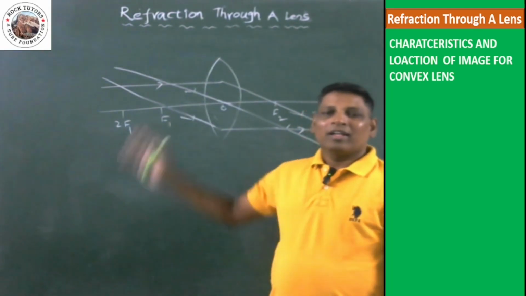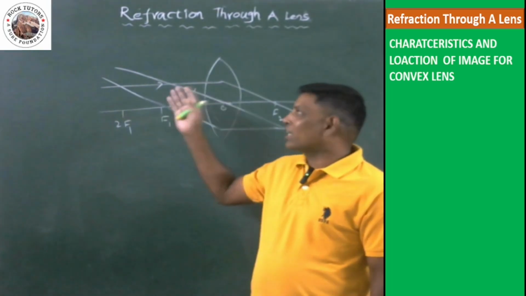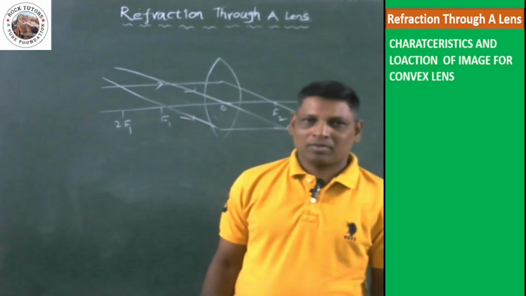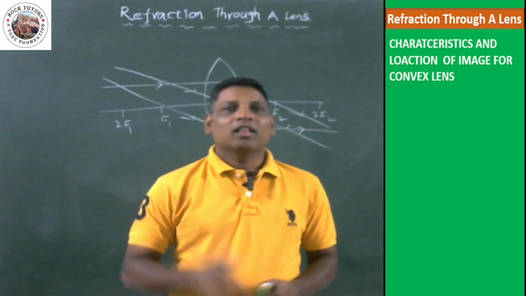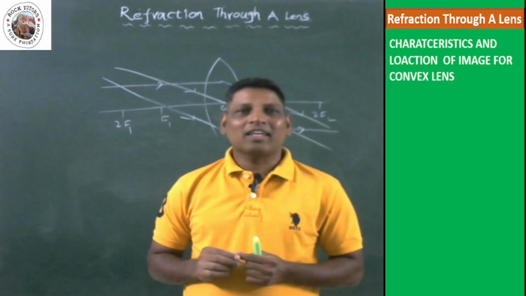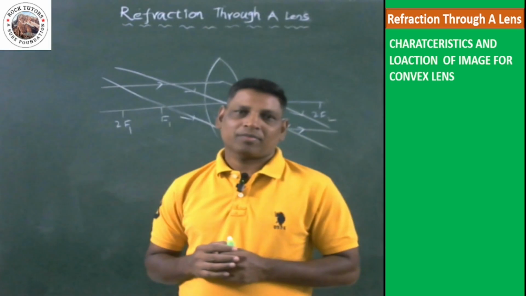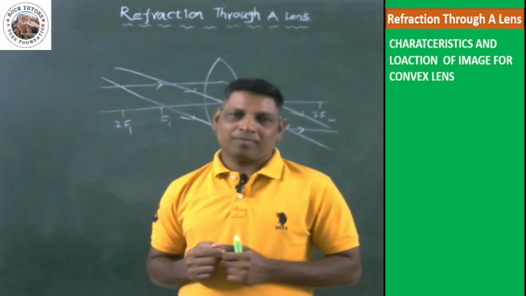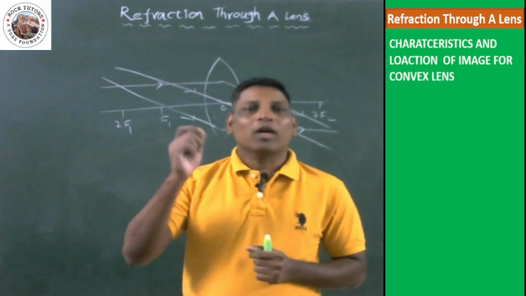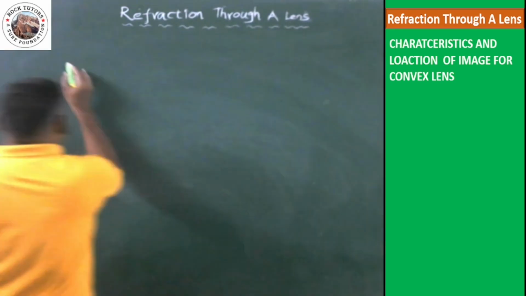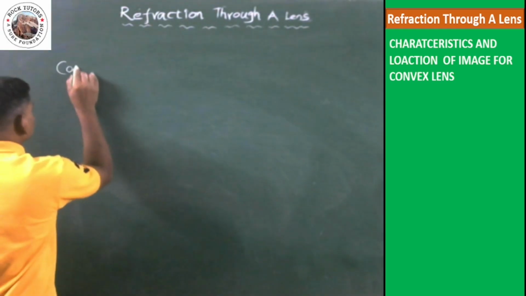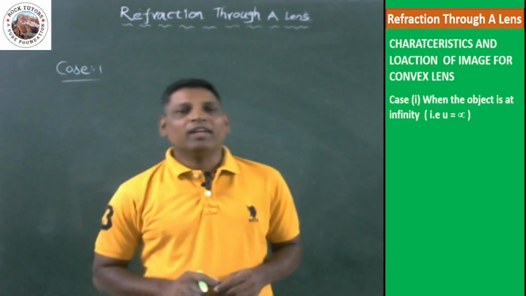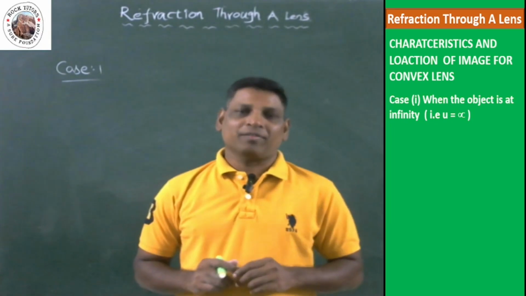Now, today, by using these rays, we will draw the ray diagrams. One by one. For a convex lens, there are 6 cases. For concave lens, there are 2 cases. We will do one by one. Case 1: when the object is at infinity.